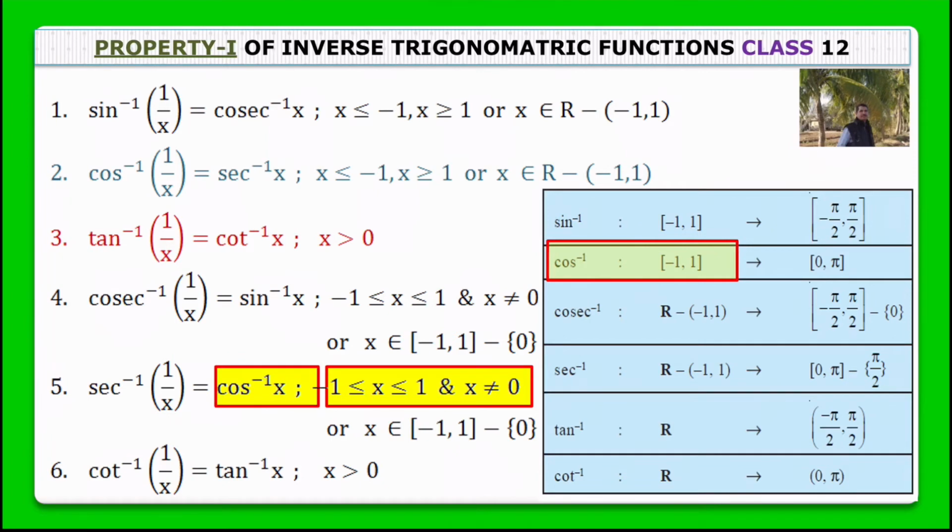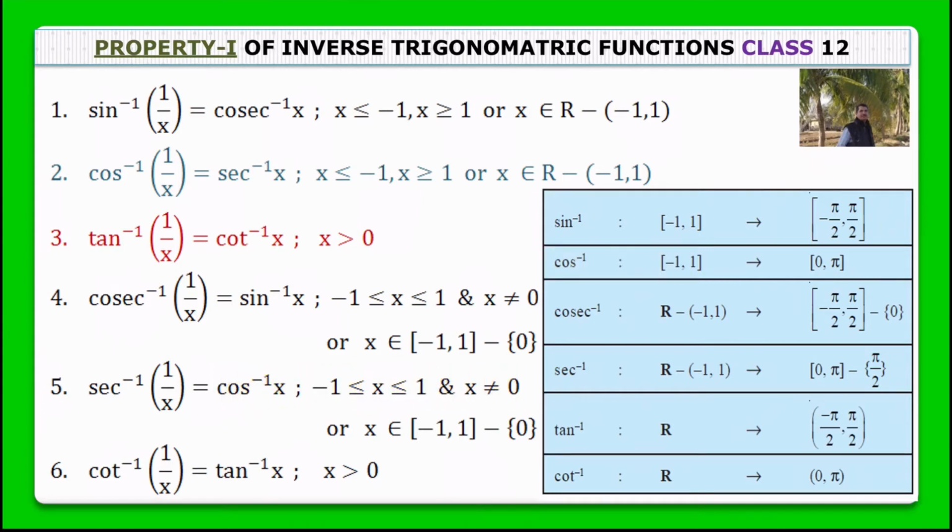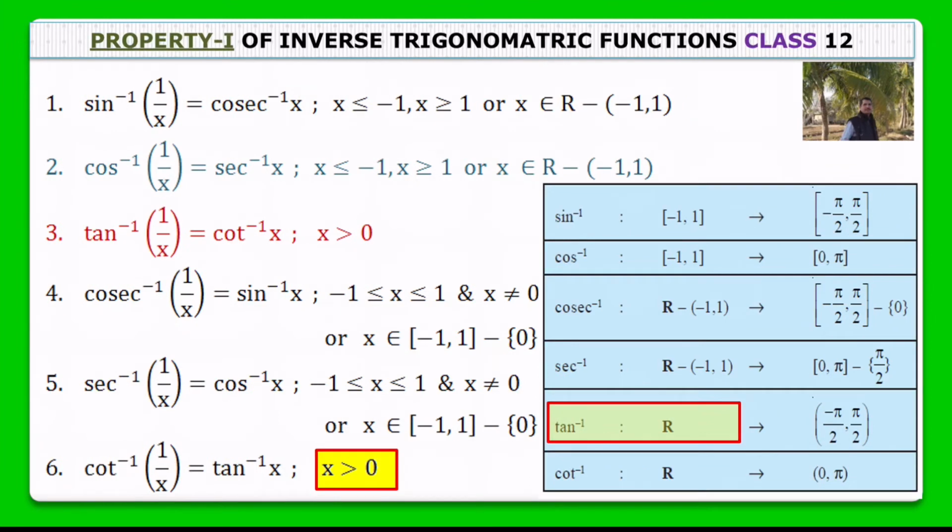It means in 1, 2, 4, 5 we observe that the right hand side part will show the value of x. In the last, sixth, we observe that x is greater than 0. The right hand side has tan inverse, and the domain of tan inverse is R, the set of real numbers. The value of x would be the set of real numbers, but here the value is only positive, while the domain has all values: negative, positive and 0, all real numbers. Why we have taken x as a positive number, we will discuss later in this video.